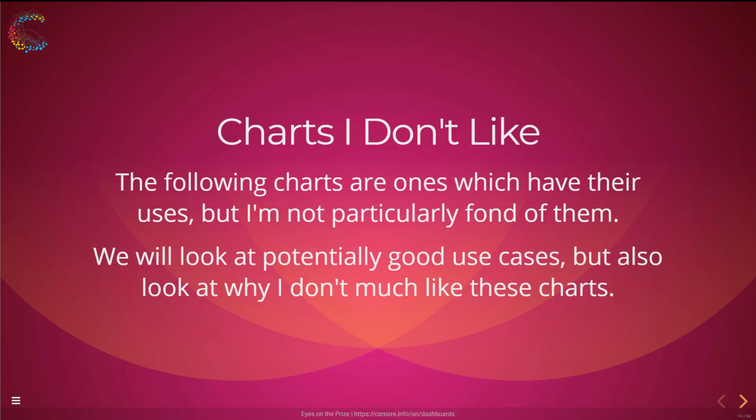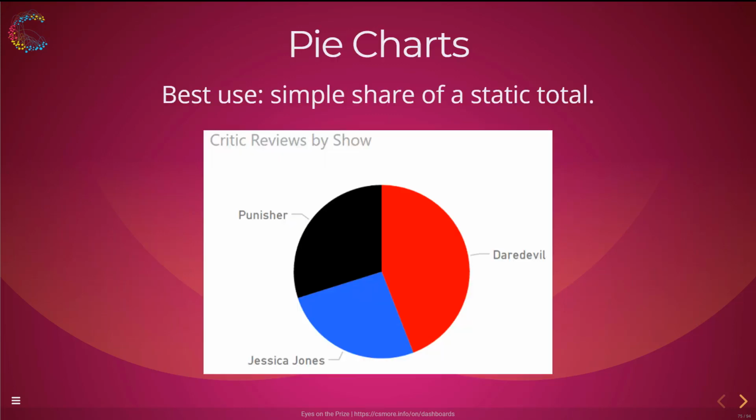So now that I've talked about some charts, some of which I like, some of which are risky but are still fine, let's talk about a few that I really don't like. I will talk about when they're useful, but they're less useful than I want them to be. The whipping boy for all visual people, pie charts. Its best use case, simple share, static total. Critic reviews by show. I still don't even like it then.